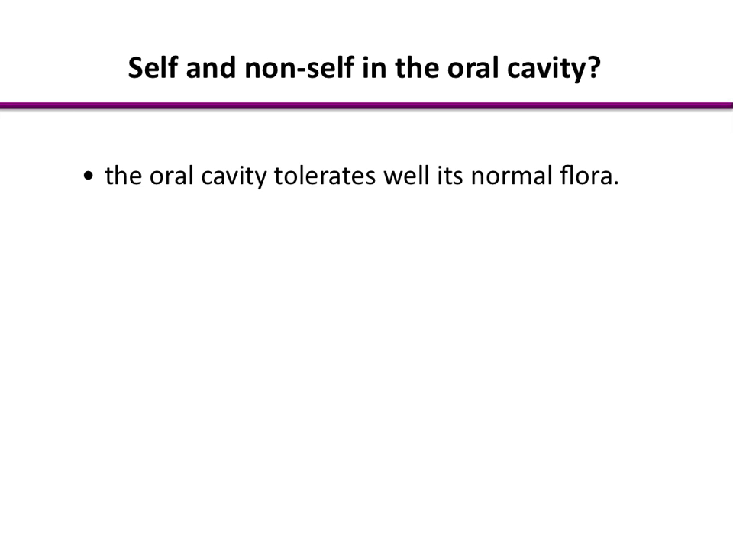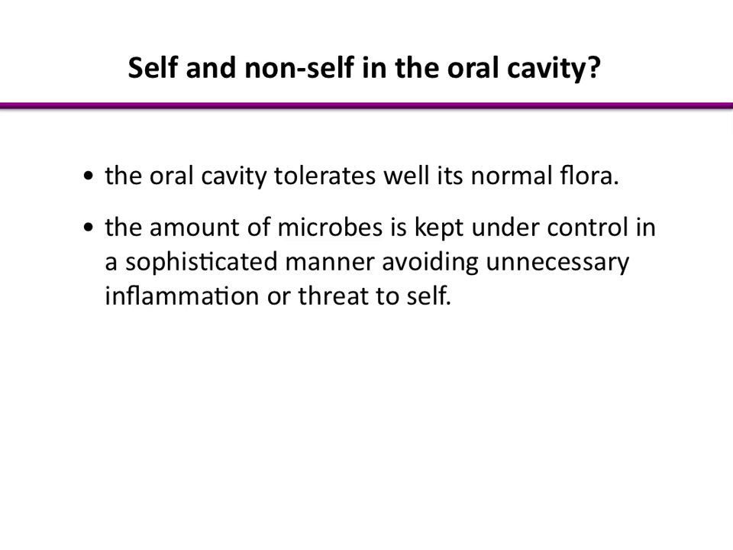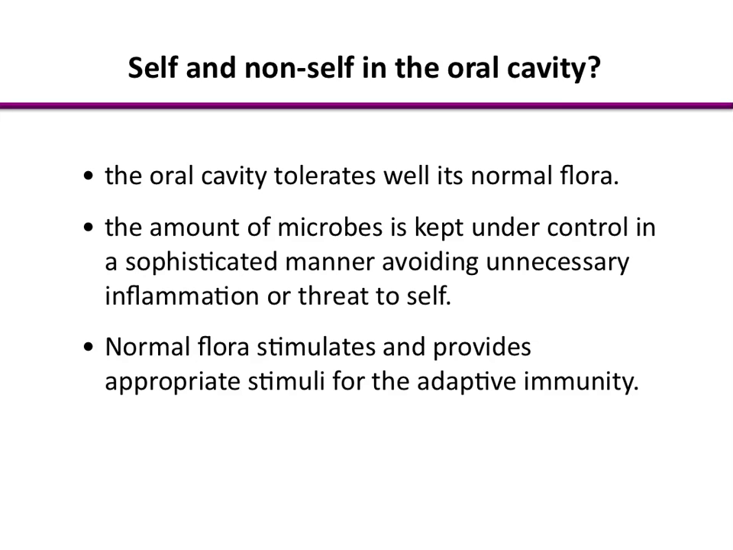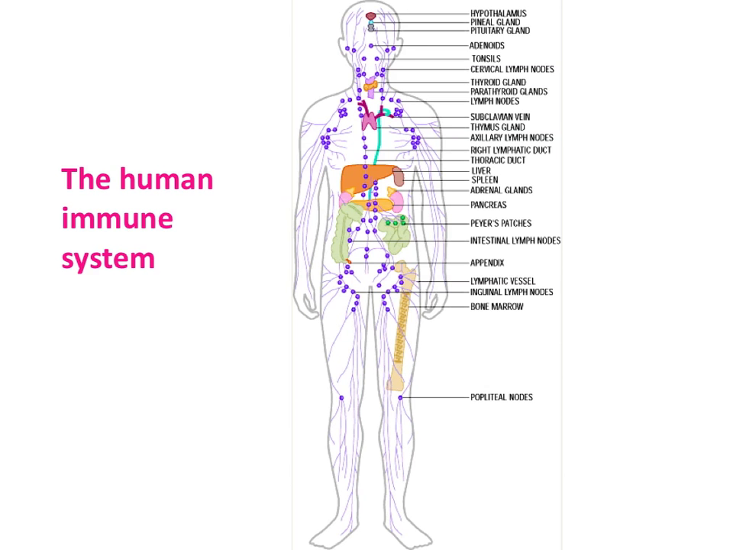The oral cavity tolerates well its normal flora, and the amount of microbes is kept under control in a very sophisticated manner, avoiding unnecessary inflammation or threat to self. Normal flora stimulates and provides appropriate stimuli for the adaptive immunity, and the question is, where is the human immune system then located? Where does it come from?